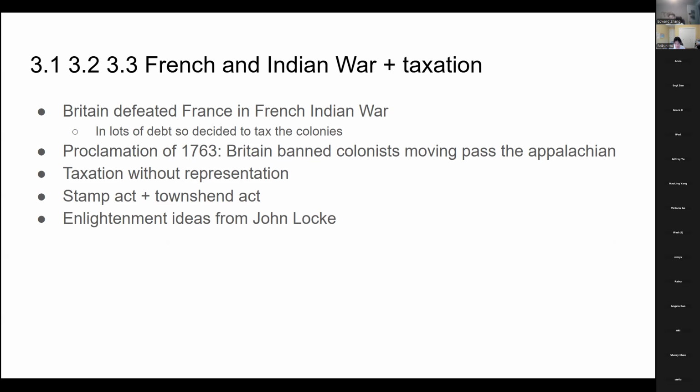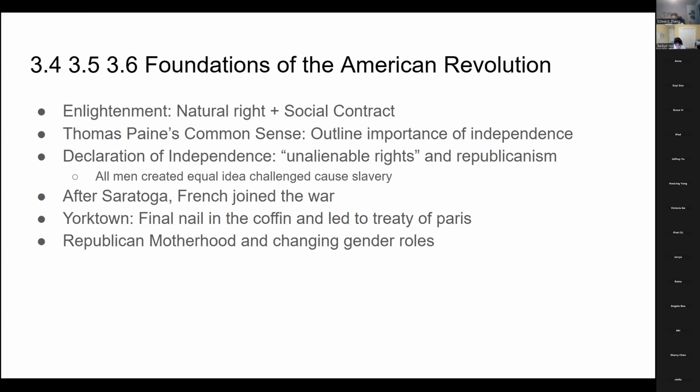And then also John Locke and his Enlightenment ideals. These were the root of many of the revolutions around the world, and specifically the American Revolution. The Enlightenment ideas from him, like independence, life, property, and the pursuit of happiness, which you'll see later. All right. And then 3.4, 5, and 6 is all about the foundations leading up to the American Revolution. So it's about what happened before the actual revolution and why it happened.